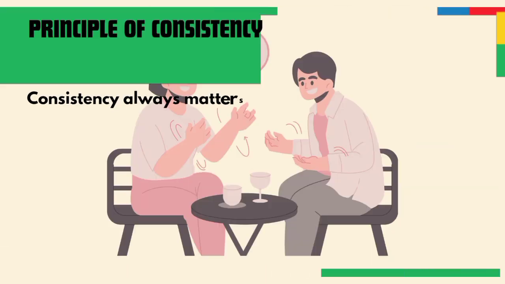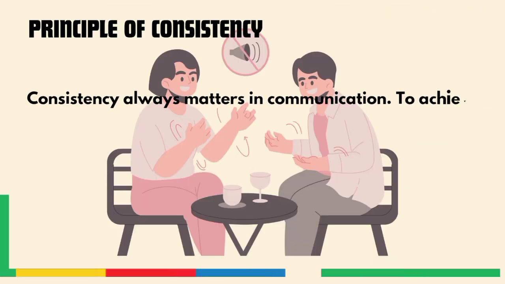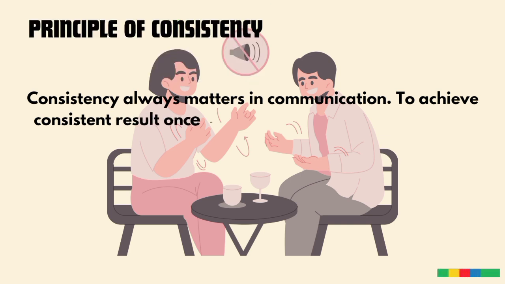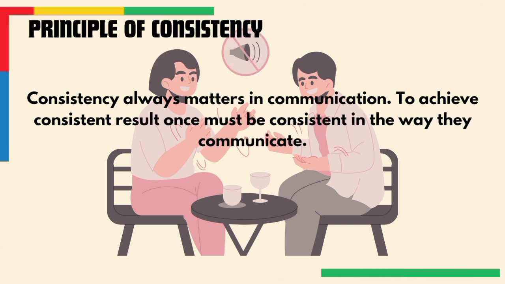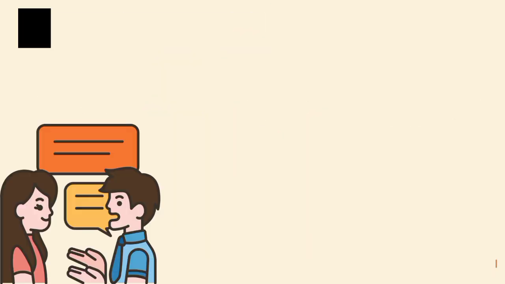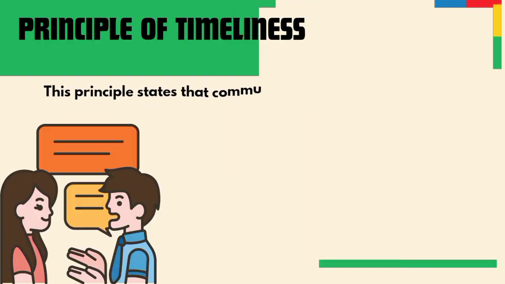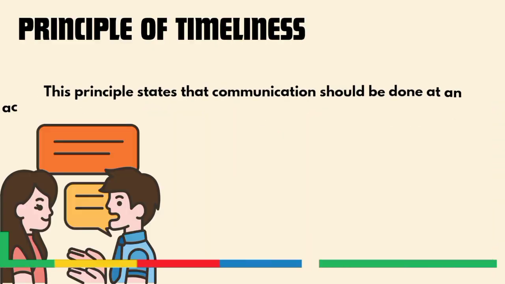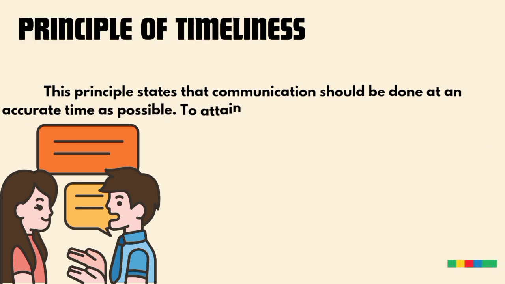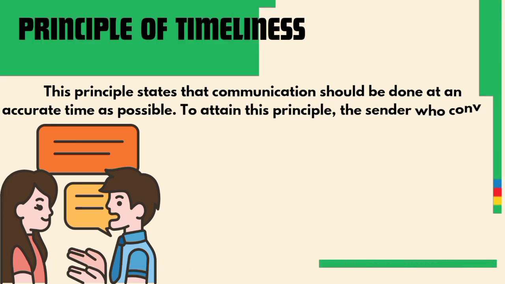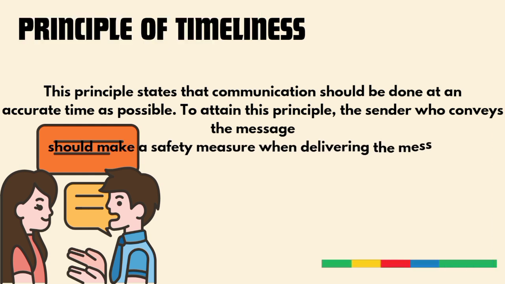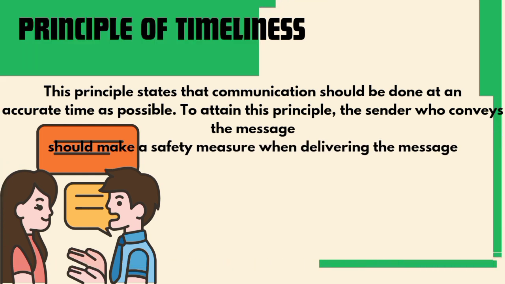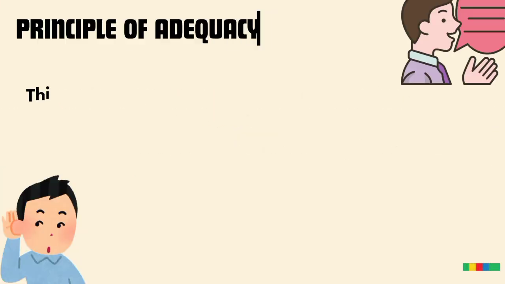Principle of consistency. Consistency always matters in communication. To achieve consistent results, one must be consistent in the way they communicate. Principle of timeliness. This principle states that communication should be done at as accurate a time as possible. To attain this principle, the sender who conveys the message should make a safety measure when delivering the message.